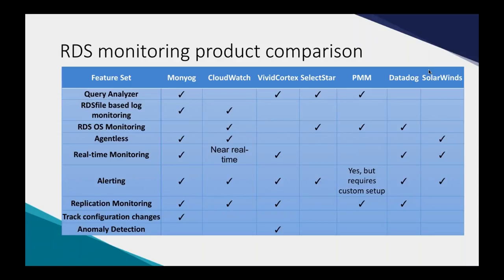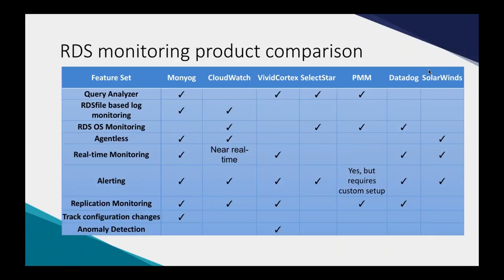Real-time monitoring is also a very famous feature that many DBAs look out for. CloudWatch has a bit of real-time monitoring, which we call near real-time, which basically means that it shows you data with sort of a delay. So it's not actually real-time. You do not see what is happening at this particular moment, but there are a handful of other products which can do real-time monitoring.